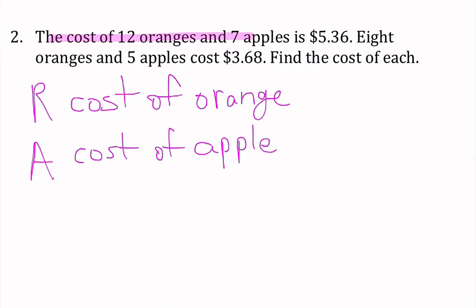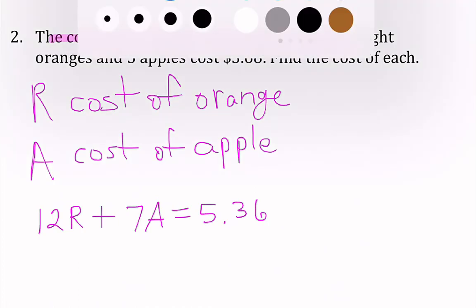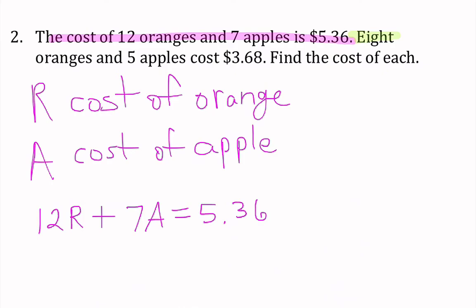Okay, I'm going to use this first sentence right here to write my first equation. I know I'm going to get 12 oranges, so that's 12R, because we said R will stand for oranges, plus 7 apples, so that's 7A, and we're getting all of that for $5.36. Next equation from this sentence. This time we're getting 8 oranges, so that's 8R, plus 5 apples, and we got all that for $3.68.